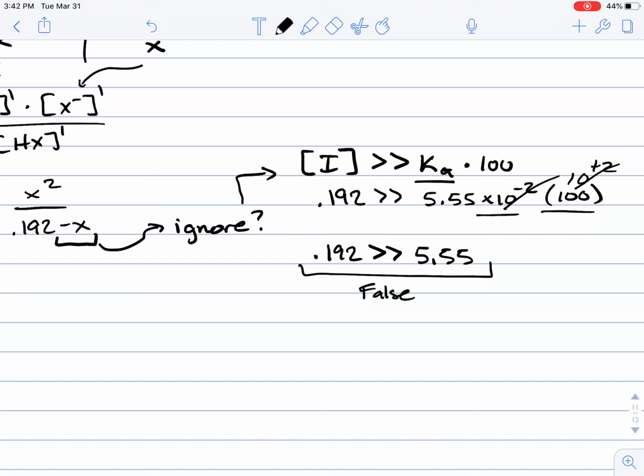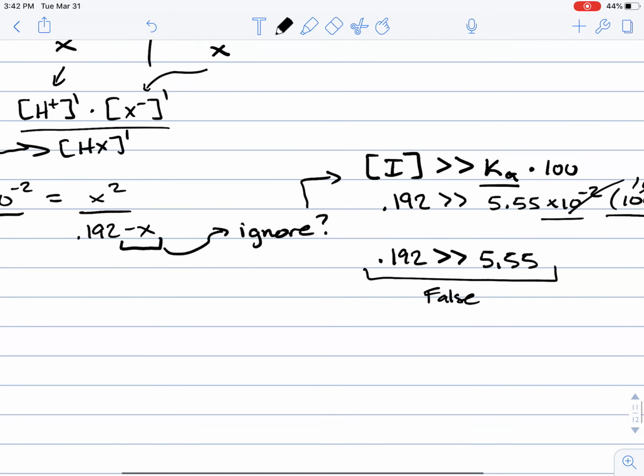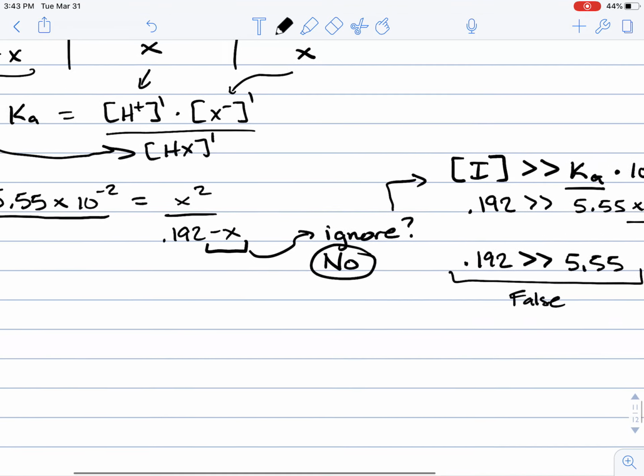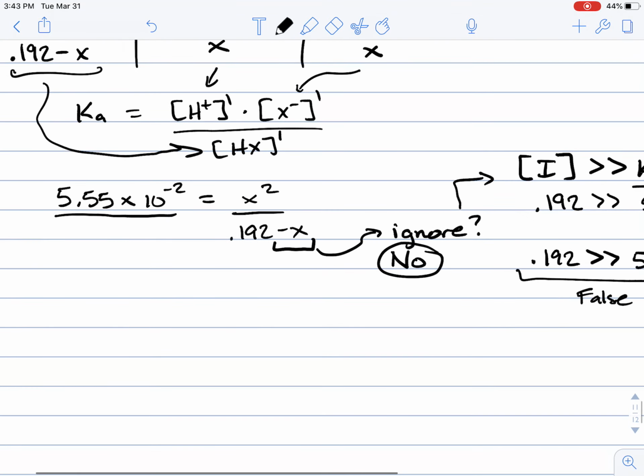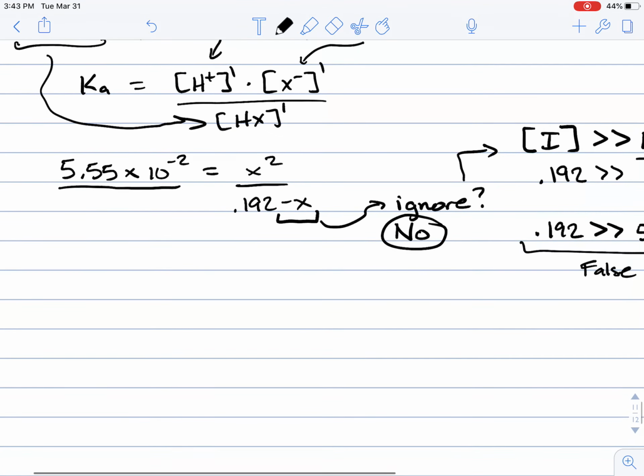And so since the statement is false, can you ignore the change in the denominator? And the answer is no, you cannot. And so if you cannot, then that means that you have to solve for the value of x using the quadratic equation.